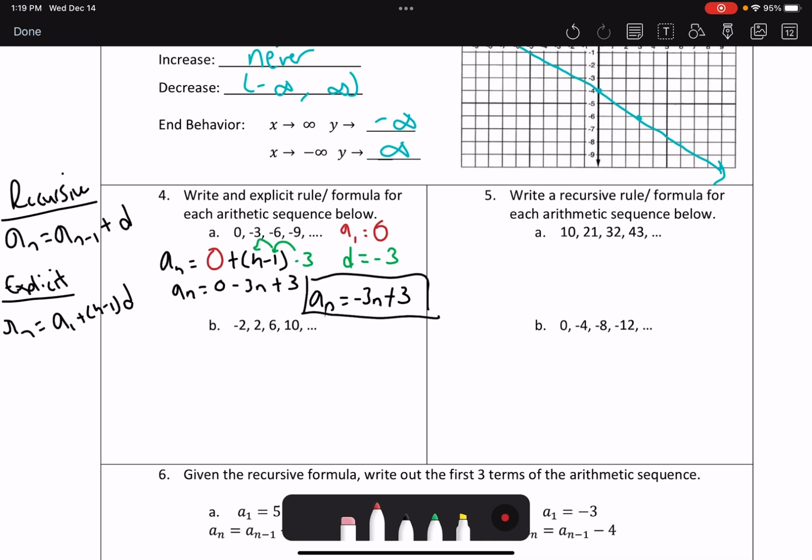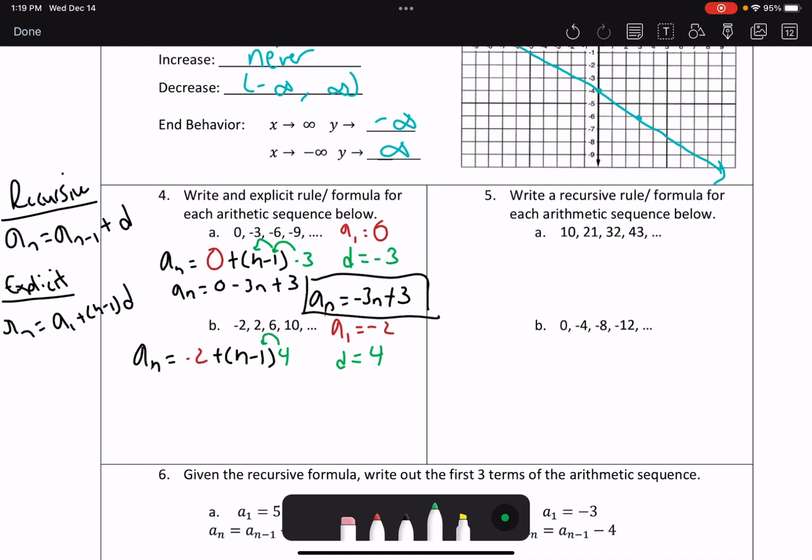For my second sequence, my initial value is negative 2. And my common difference is 4 because I'm increasing by 4 each time. So I can say that a sub n is equal to my initial value of negative 2 plus n minus 1 times a common difference of 4.